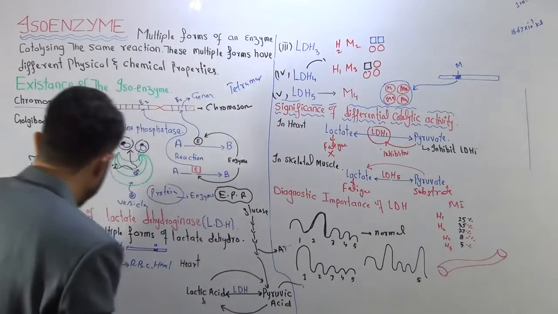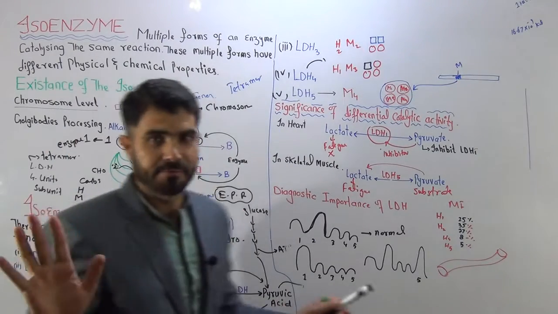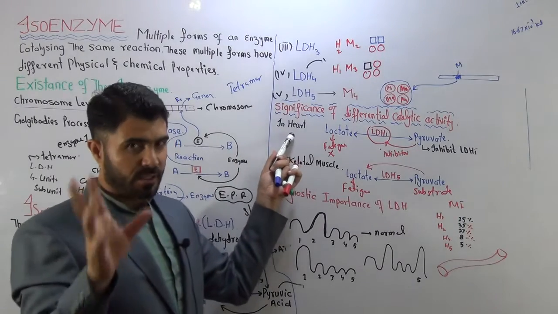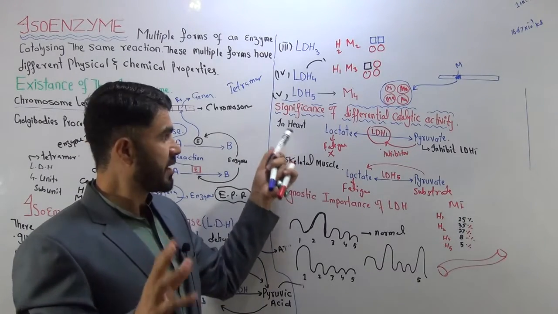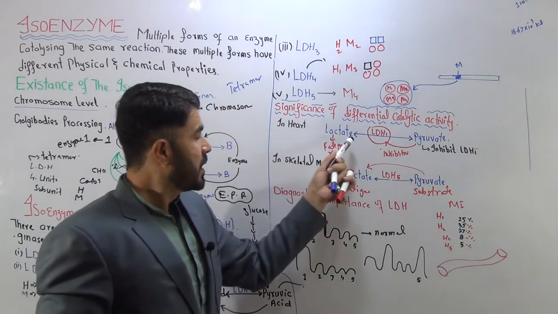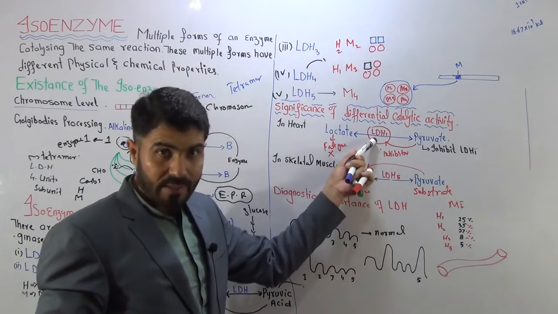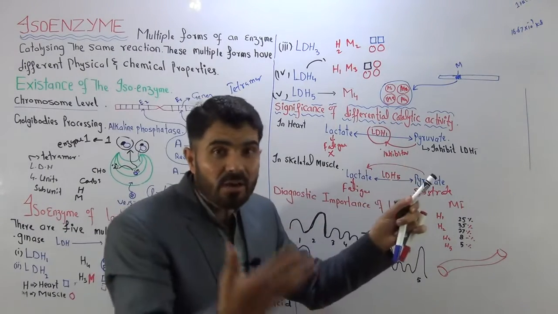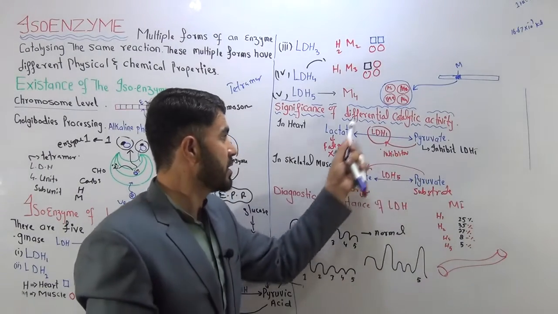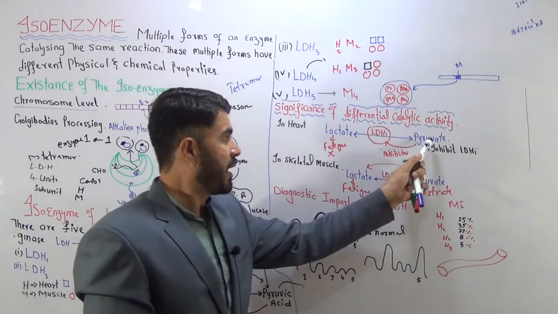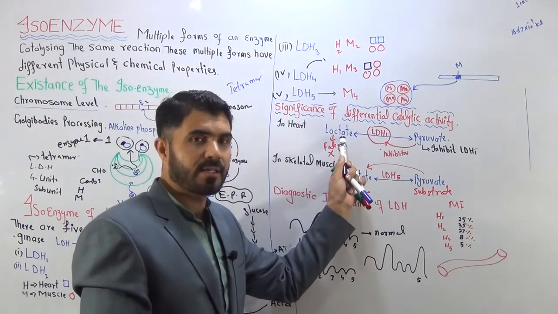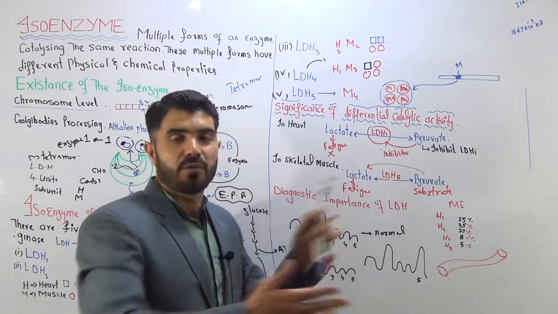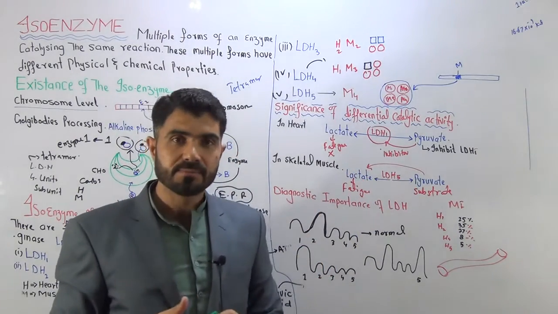We will just discuss the function of LDH1 and LDH5. Only these 2. In the heart, LDH1 is present, but it cannot convert pyruvate into lactate. So pyruvate cannot be converted into lactate, and because of this lack of lactate, fatigue is not there in your heart.